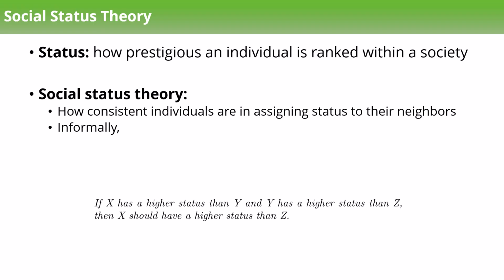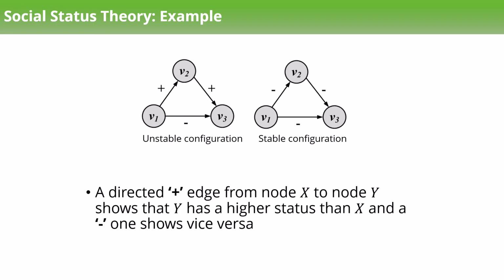In a social network, we can represent this using directed edges. Simple example, A to B equals plus. A has higher status than B. A to C equals minus. A has lower status than C. So in this example, an unstable configuration and a stable configuration are represented.